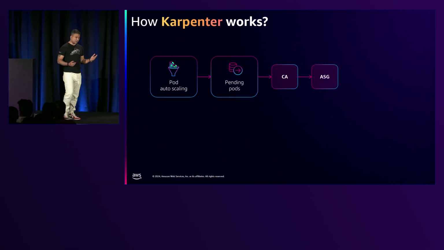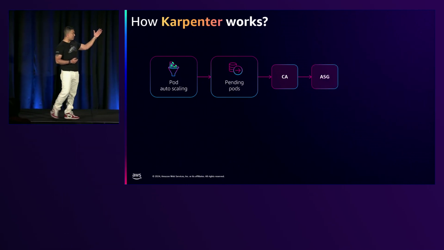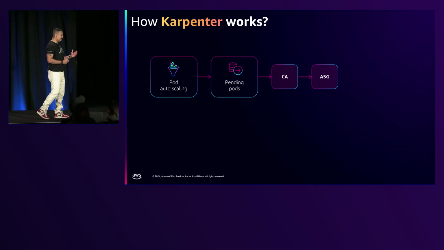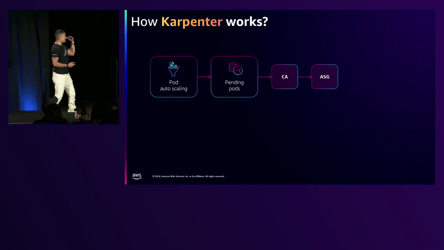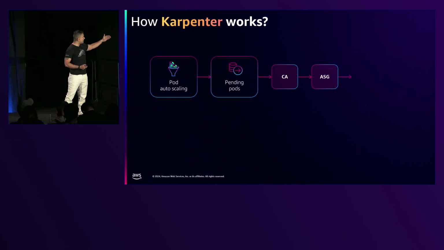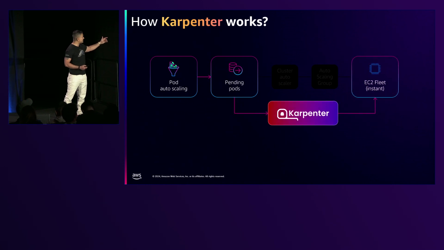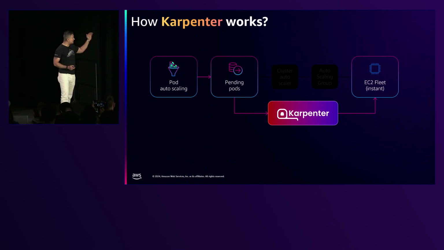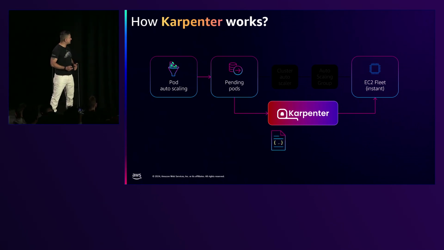So how does Karpenter work? First, the pod scales using horizontal pod autoscaler. Then the pods go pending. And with cluster autoscaler, it has the cluster autoscaler autoscaling group. But Karpenter bypasses all of that, and it interacts directly with EC2 Fleet. Because it is bypassing all those hops, Karpenter is faster.